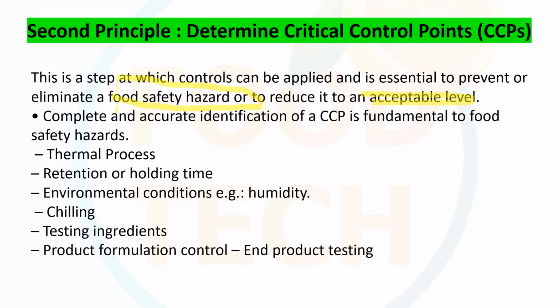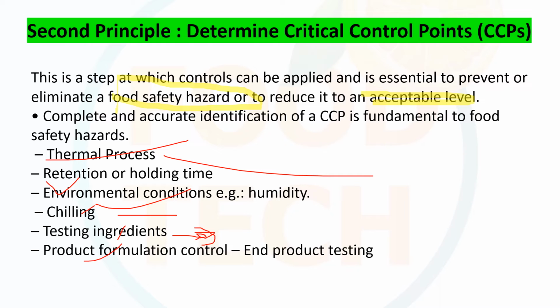So here the complete identification is done for the critical control point, and these are the fundamentals. What hazards can take place? They can take place during thermal process, retention of holding time, environmental conditions, chilling, testing of ingredients, and product formulation. Thermal process can lead to physical hazard, and chilling also a physical hazard. But in testing of ingredients, the additives used may contain chemicals or toxins which are toxic in nature. So this comes under chemical hazards. These are the examples of that.